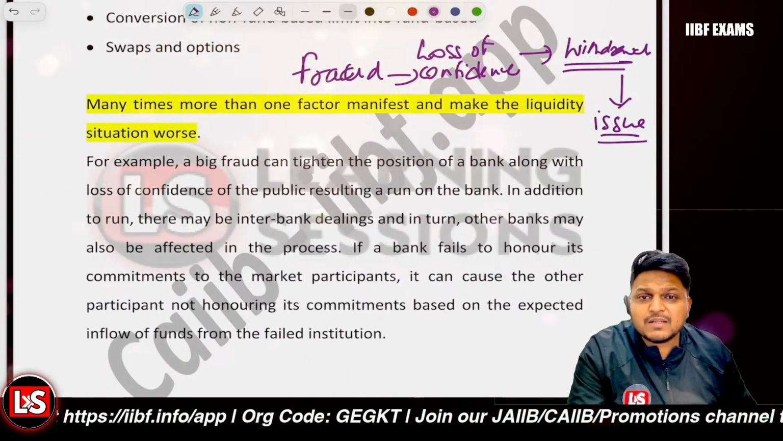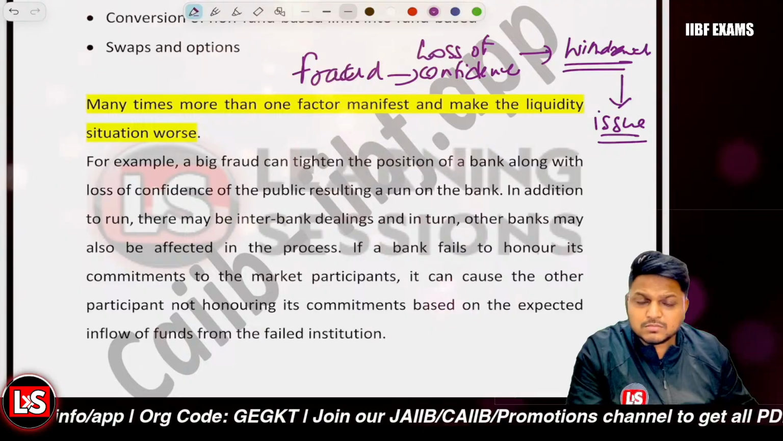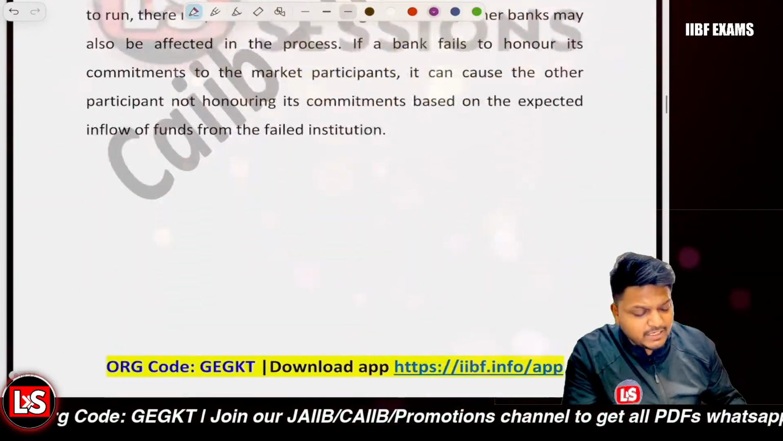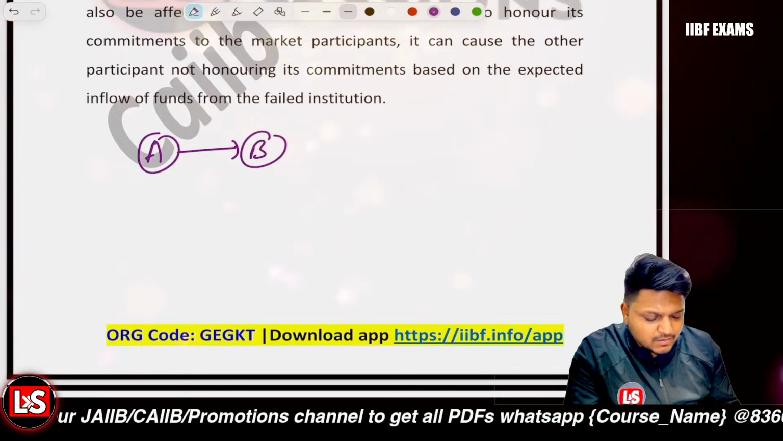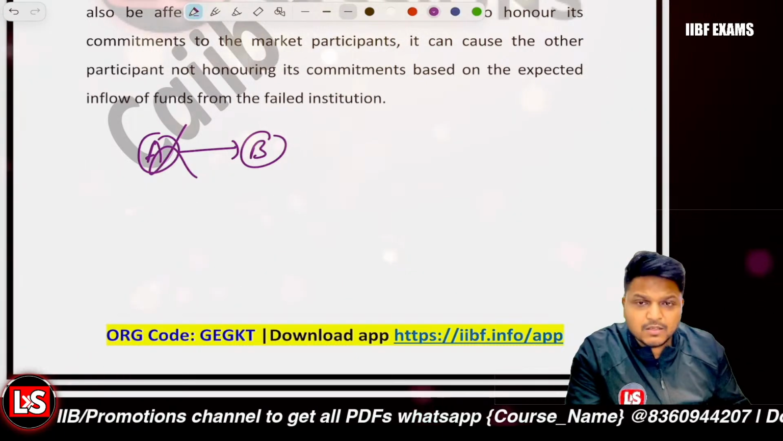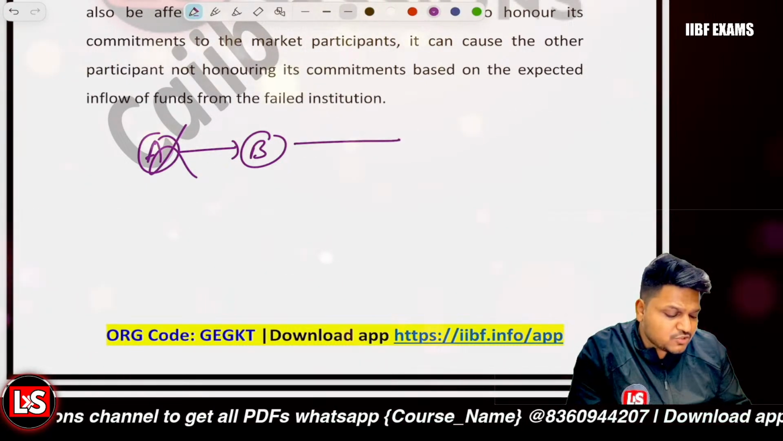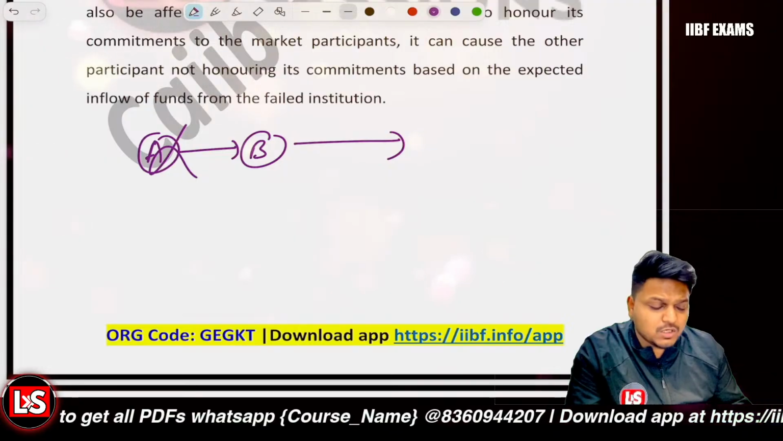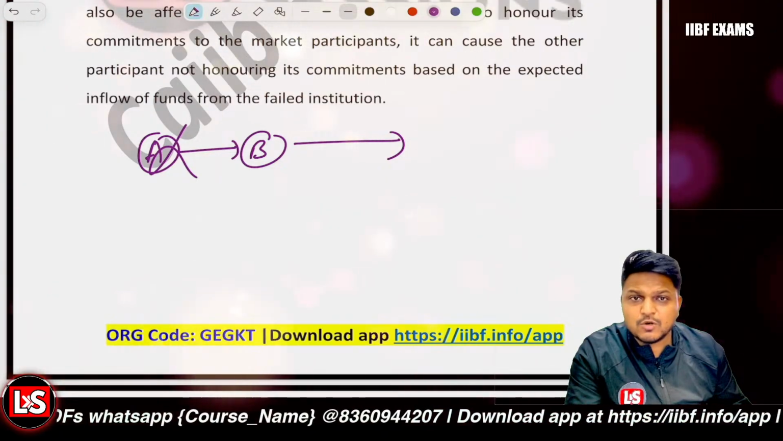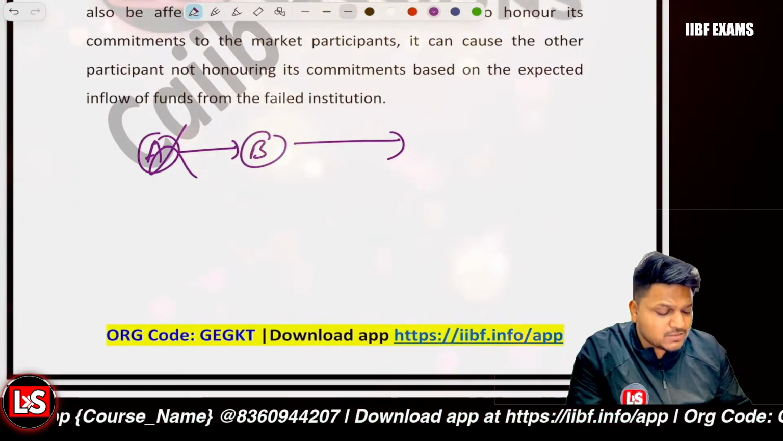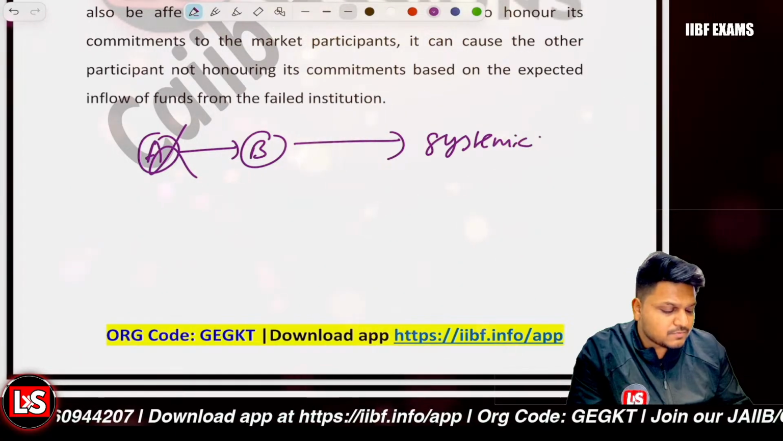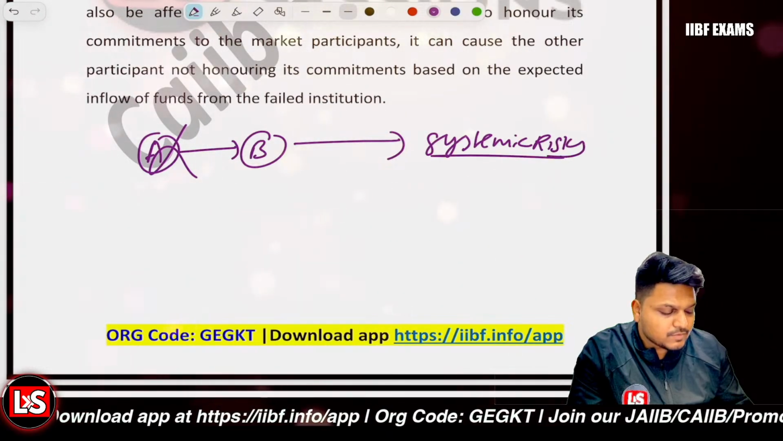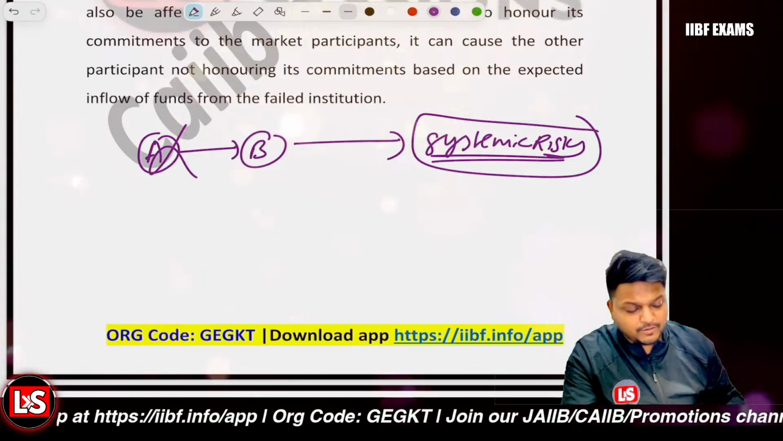Or it could be the case that an interbank default was there, like the banks dealing with each other. Let's say bank A was to repay an amount to bank B, but bank A defaulted, and this will lead to a chain reaction. Now bank B is not in a position to make payments to other banks, and ultimately it will lead to systemic risks, right? So that's the point.